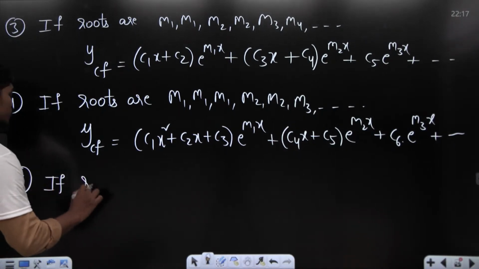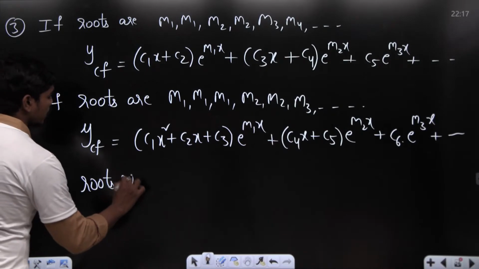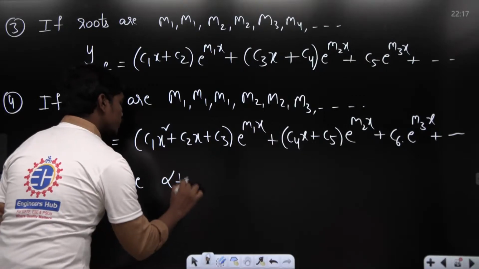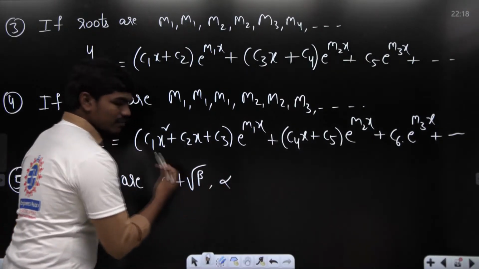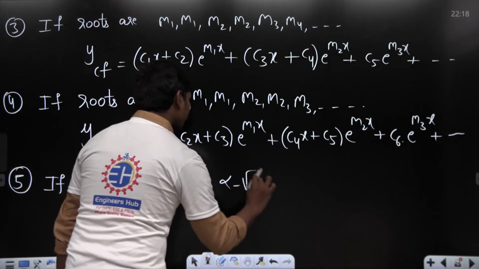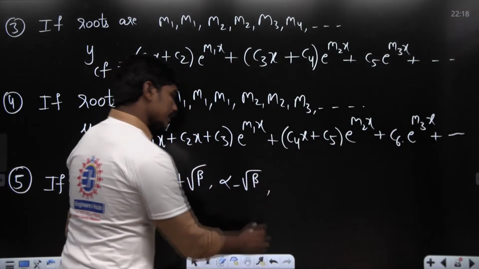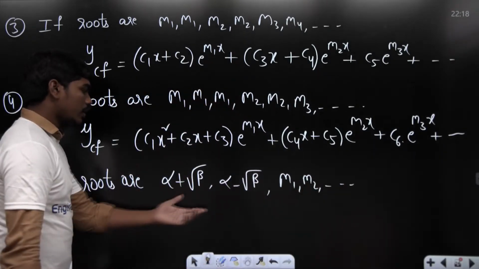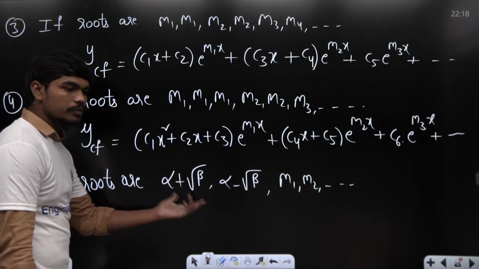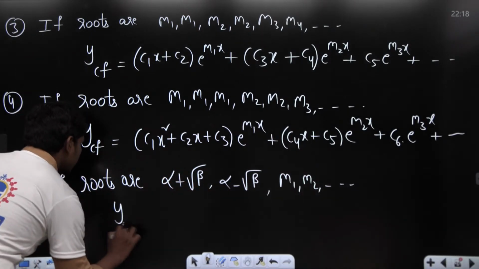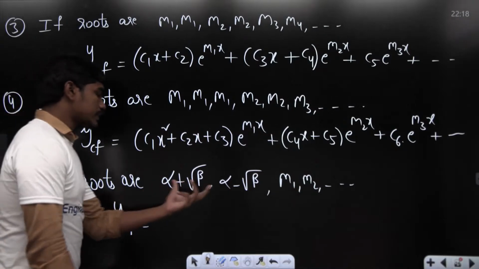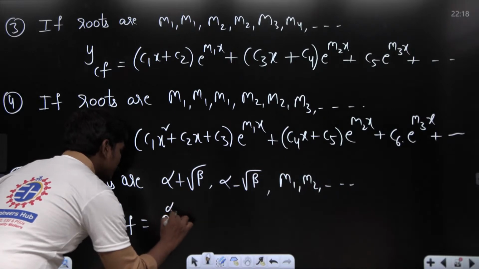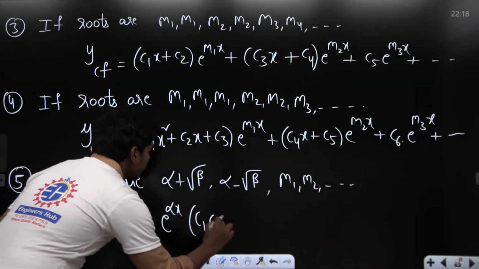If roots are of the form alpha plus root beta, then definitely if alpha plus root beta is one root, then alpha minus root beta will be the other root. And let us suppose we have some real roots also, m1, m2 and so on. Then if these are the two roots, alpha plus root beta and alpha minus root beta, the complementary function is written as, look, for these two roots, we'll have e power alpha x into c1 cos h.